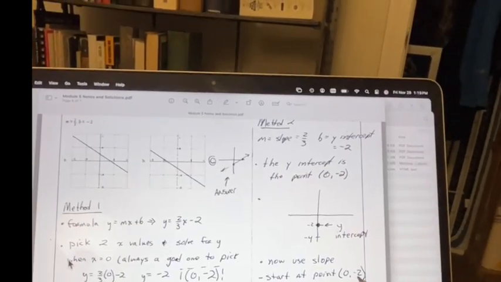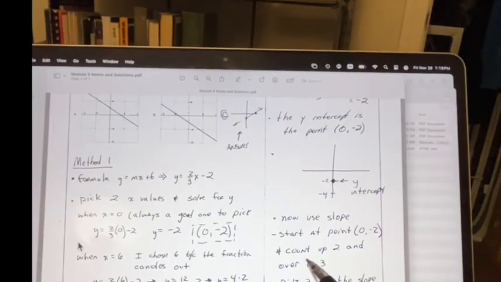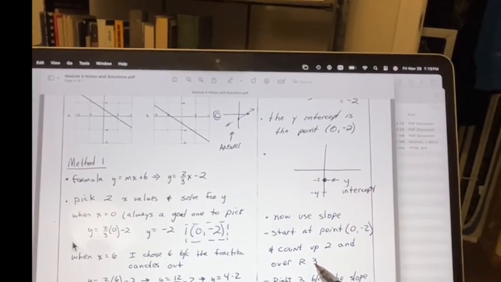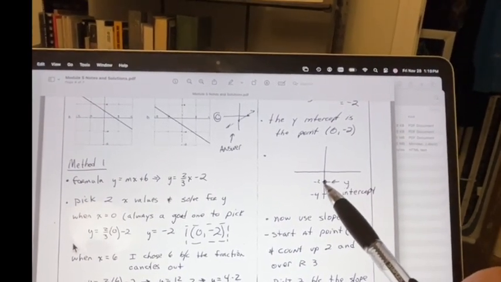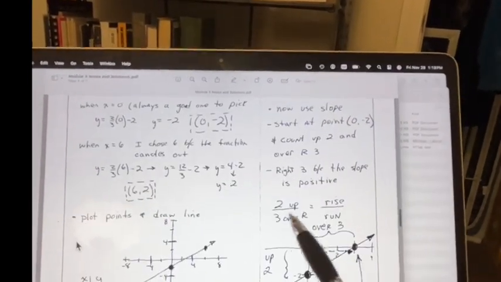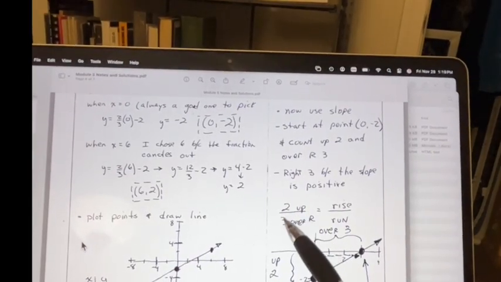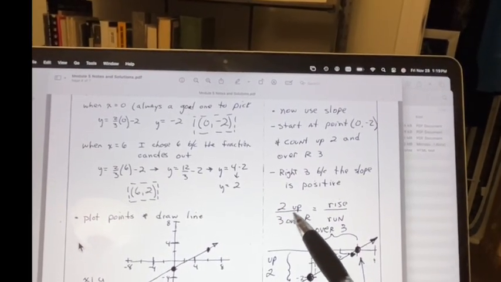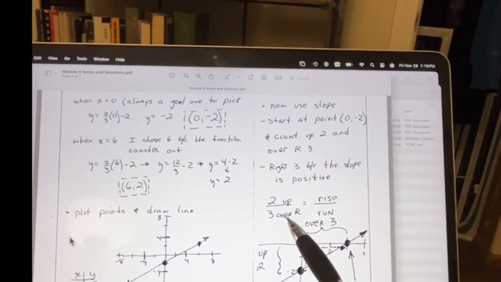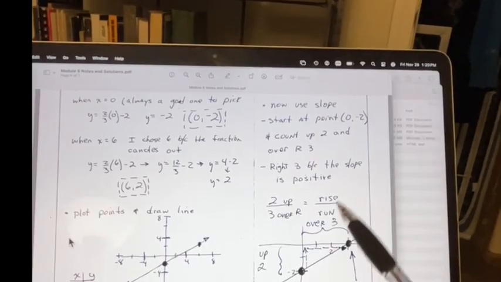And then if you realize the slope is the next step, start at the slope. The slope is about going up and over. You start from here, you count up 2 and over 3. And I really give the explanation right here. The slope is 2 over 3, 2 up and 3 over. Those words are always associated with the slope. Up and over is rise over run.